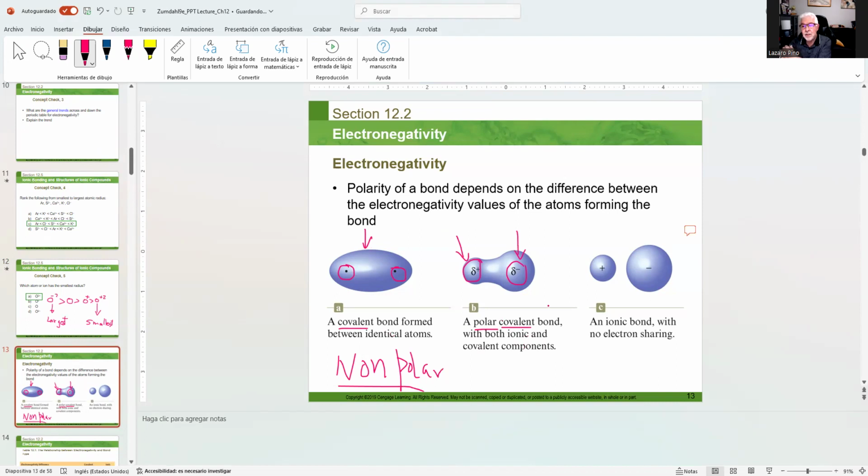And of course, in ionic compounds, we have a cation that is positive and an anion that is negative. So, of course, they are completely polar.